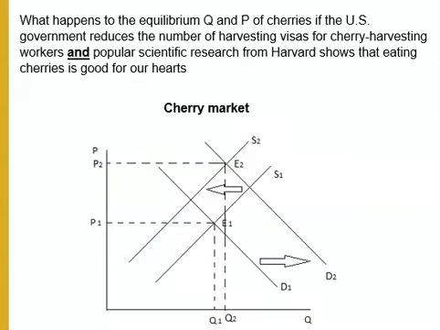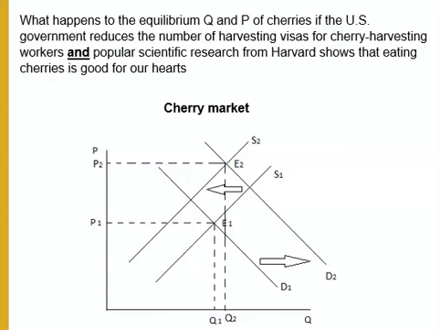Now, first step. You need to draw a basic demand and supply graph. In my graph here, S1 and D1 represent the original supply and demand curves. They cut each other at the equilibrium point E1. At E1, the original equilibrium price is P1 and the equilibrium quantity is Q1.